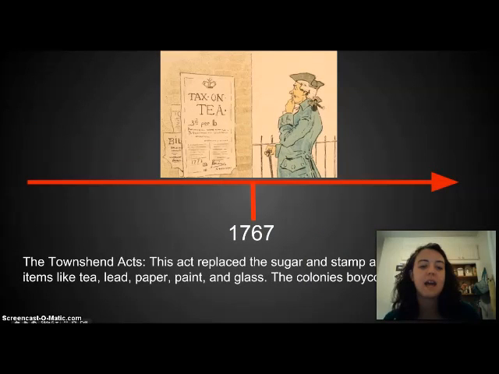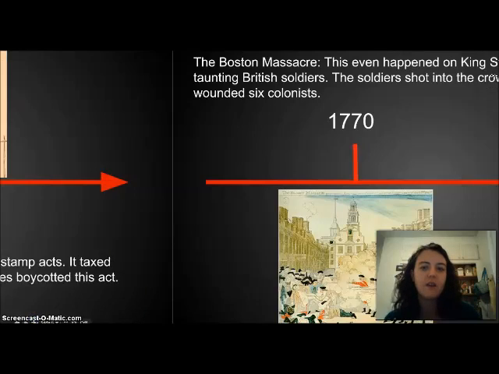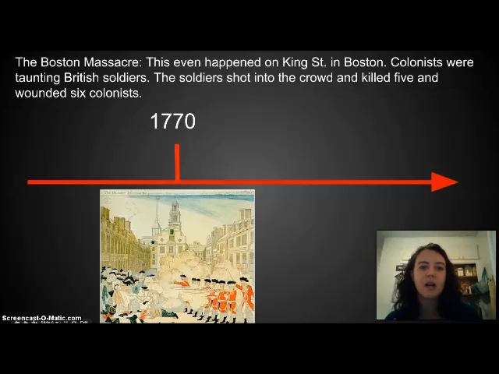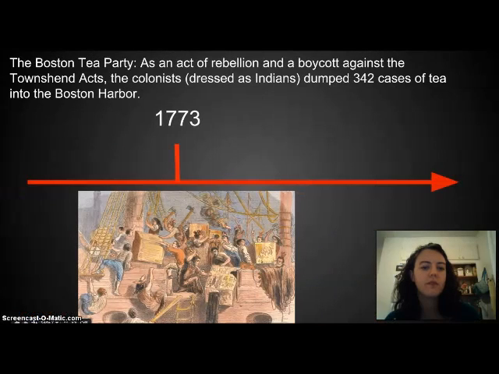Then we see the Townshend Acts replaced the Sugar and Stamp Acts and taxed tea, lead, paint, paper, glass, and the colonists decided to boycott this act, and this happened in 1767. Then after that, we have the Boston Massacre, which happened in 1770 on King Street, where we see 5 killed and 6 wounded. Following that, we have the Boston Tea Party in 1773. Remember, this was a rebellion where they dressed like Indians and dumped 342 cases of tea into the Boston Harbor.